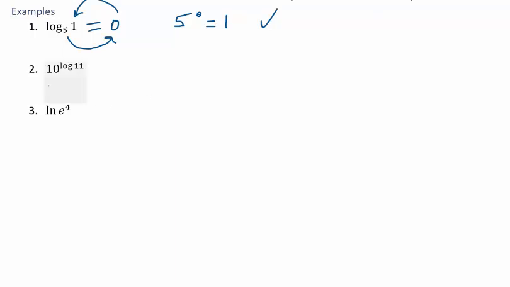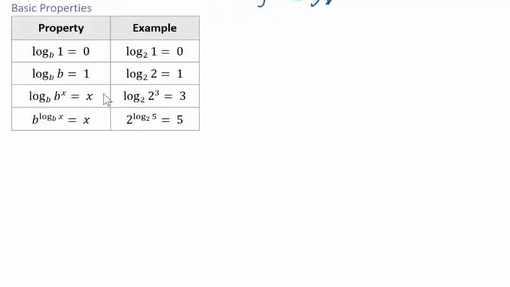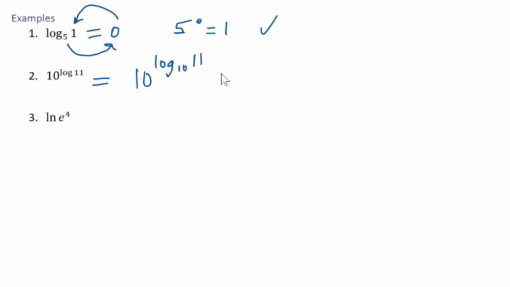Okay, number 2, 10 to the log of 11. Remember, our common logarithms have base 10, and we could rewrite this just to be very clear that it's 10 to the log base 10 of 11. Okay, I refer to my property list, and that looks most like this last property. And we see that because those bases are identical, the answer is whatever the argument is. And therefore the answer is just 11.